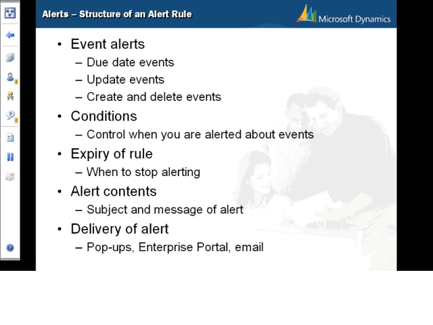There are three types of event alerts. Due date events, which trigger an alert when a date is met. Update events, which trigger an alert when data in a particular field changes. And create and delete events. These events trigger an alert when a record is created or deleted.